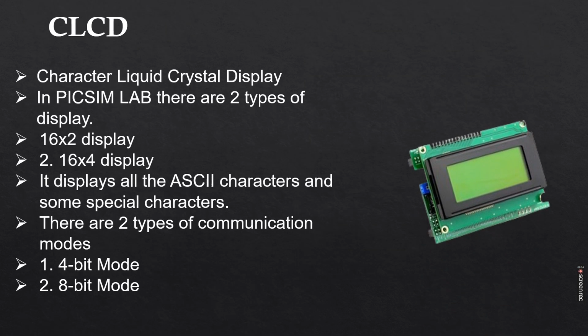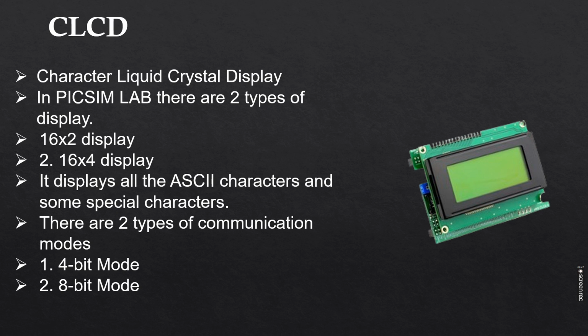So the next one will be CLCD, character liquid crystal display. In Pixim Lab, there are two types of displays: 16 into 2 display and 16 into 4 display. It displays all ASCII characters and some special characters. So anything we write in the code, we need to convert into ASCII characters, then we need to print in the CLCD. So this is how it's gonna work.